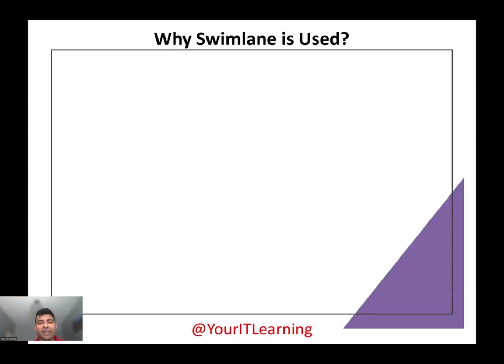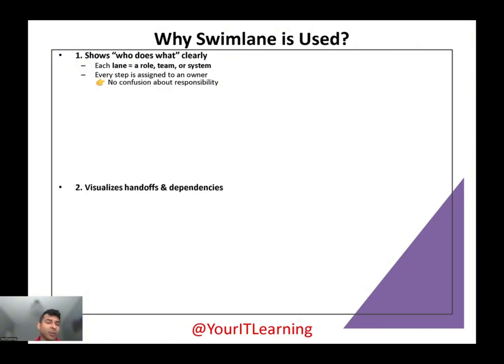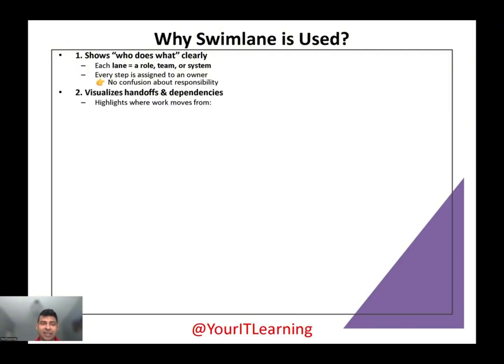So why is swimlane used? It shows who does what clearly. Each lane is equal to a role, team, or system. Every step is assigned to an owner, so no confusion about the responsibility. It visualizes handoffs and dependencies, highlighting where work moves from, from customer to loan officer to the other department, from business to dev, from developer to QA, from QA to business. It helps identify delays caused by handovers.